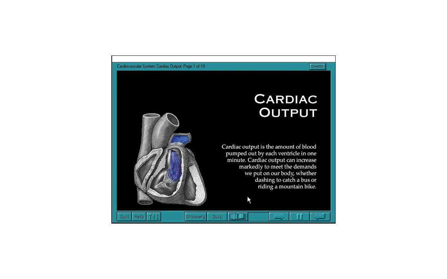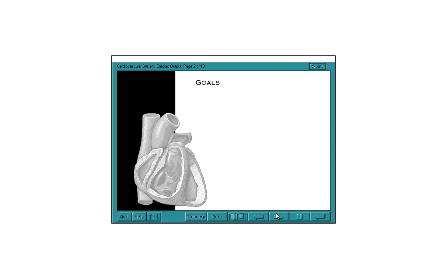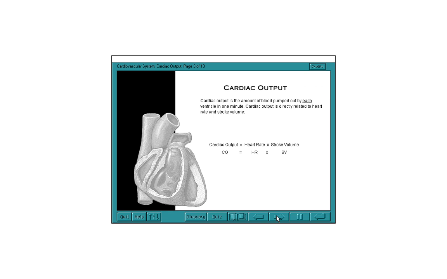Cardiac output is the amount of blood pumped out by each ventricle in 1 minute. Your goals for learning. Cardiac output is the amount of blood pumped out by each ventricle in 1 minute and is directly affected by heart rate and stroke volume. Shown as an equation, cardiac output equals heart rate times stroke volume.